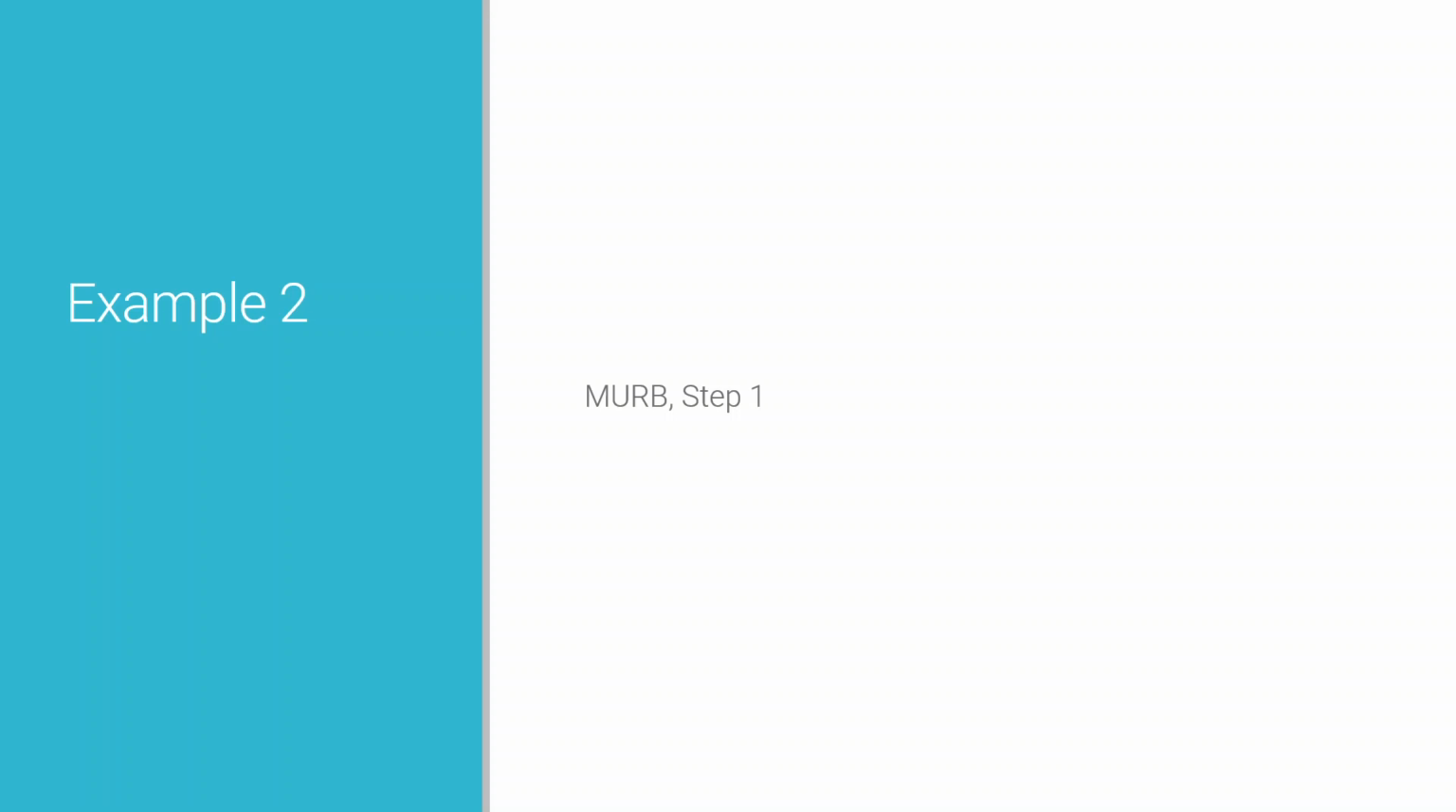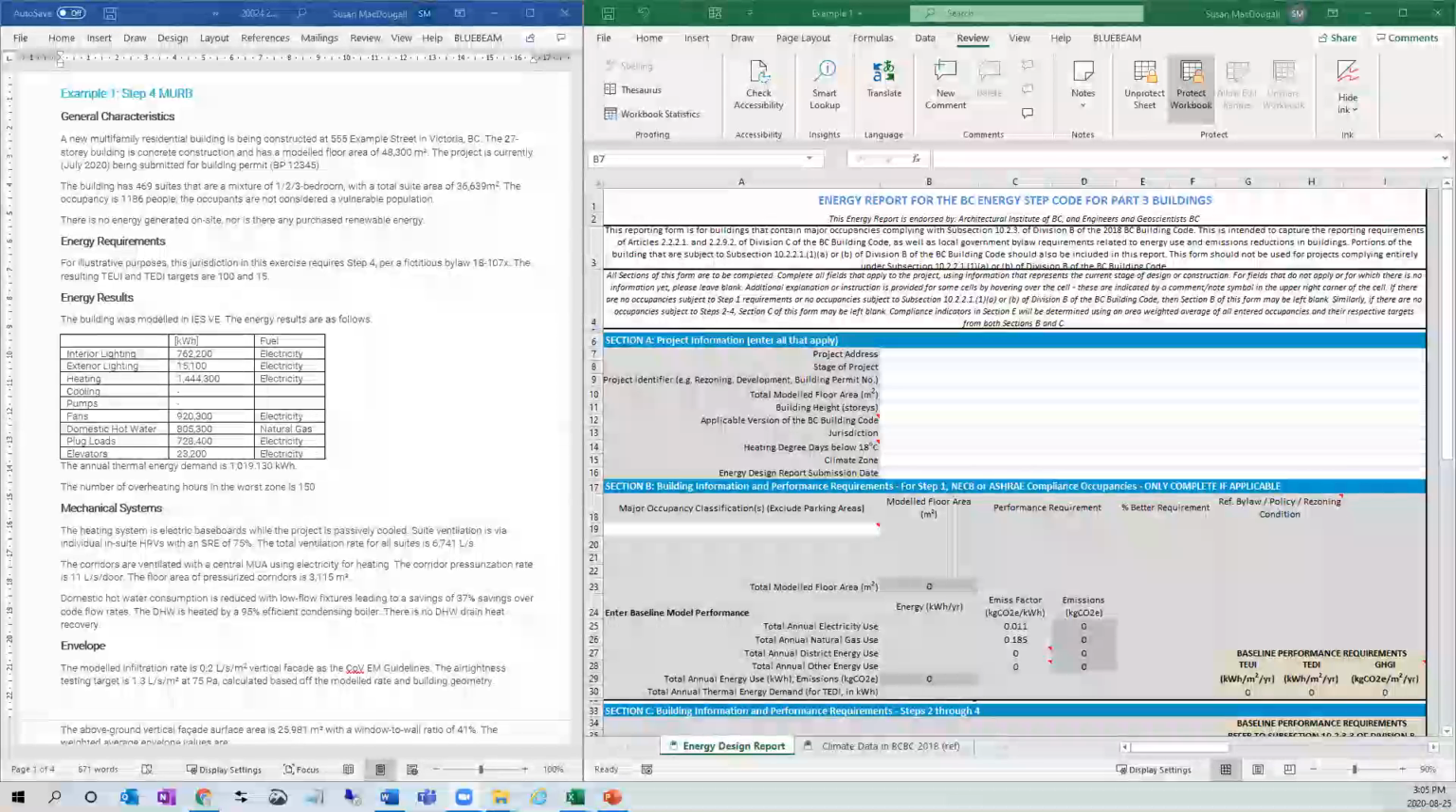Then we'll look at the same building, but as if it were going to step 1 and what the differences in the energy design report are. And then the third example will be looking at a mixed-use building. So this has got some step code portions and non-step code portions, with the step code portions being to step 2.